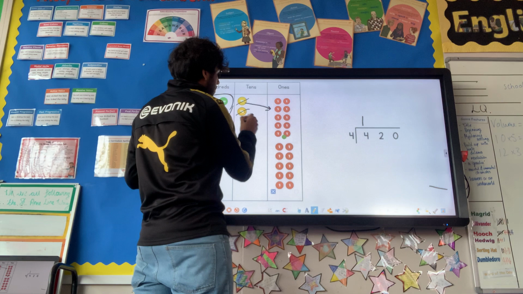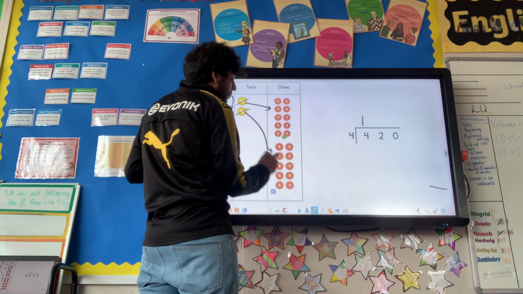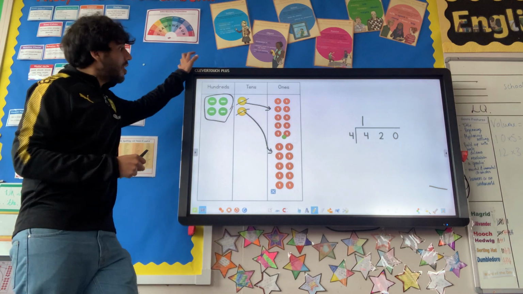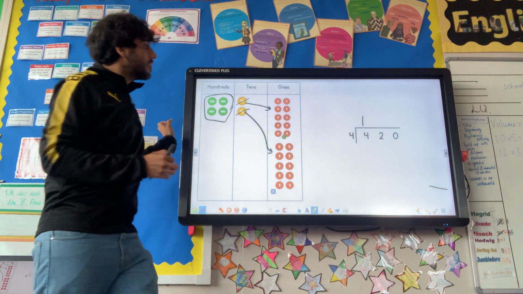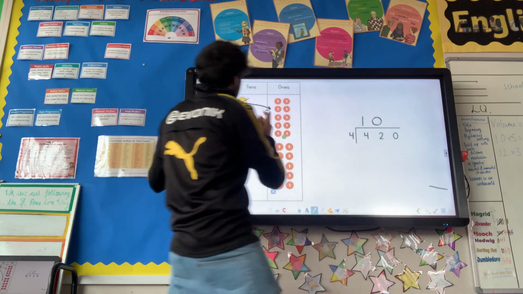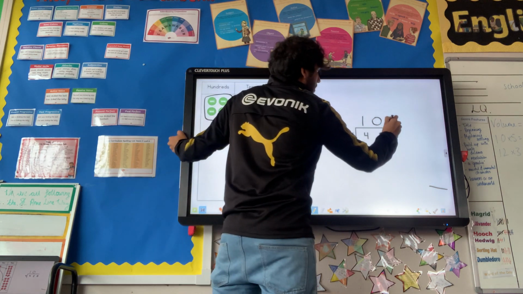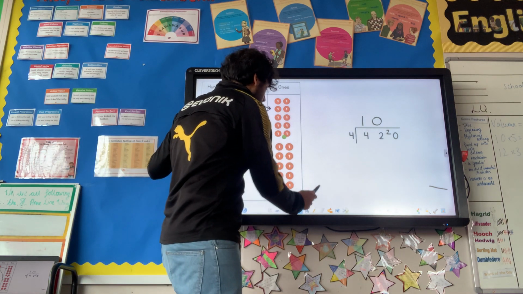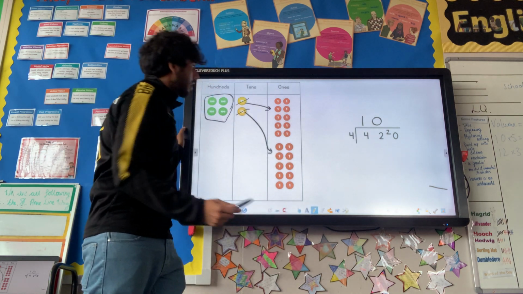Because 20 can't be shared equally in groups of 4, we put a 0 there because there's no tens, and we know there's 20 ones now. Now can we group those into groups of 4? Nice and easy, I think we can.